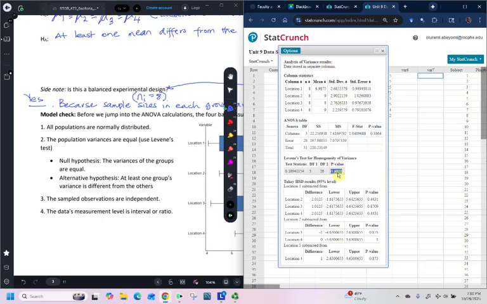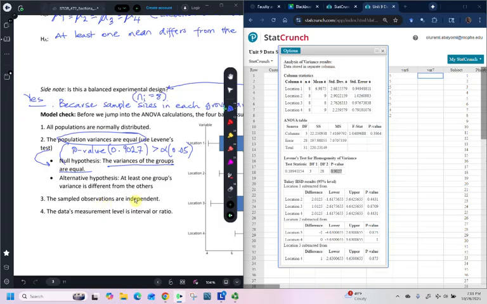Since the p-value of 0.9027 exceeds alpha, which is 0.05, the default value, what do we do? We fail to reject the null hypothesis. So we can say that the variances of the groups are equal, and that condition is met for this data set. And once that is met, then all we need to be sure of is model check 3, where we are interested in sampled observations being independent.